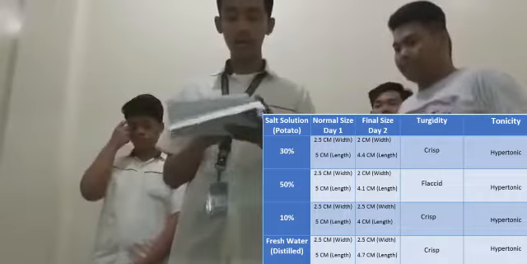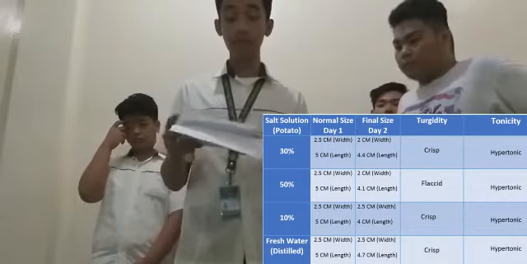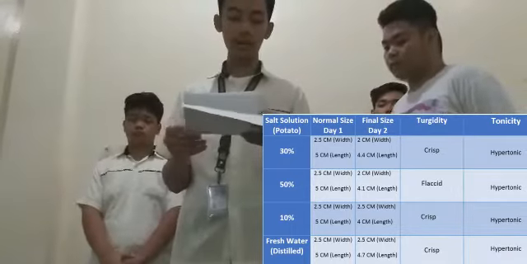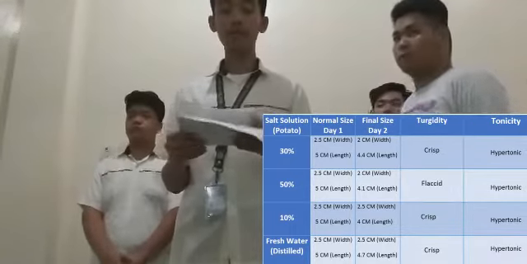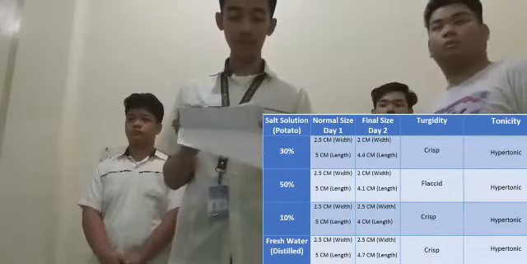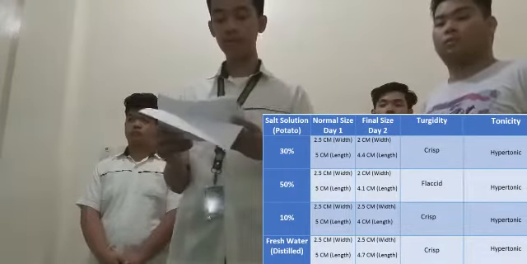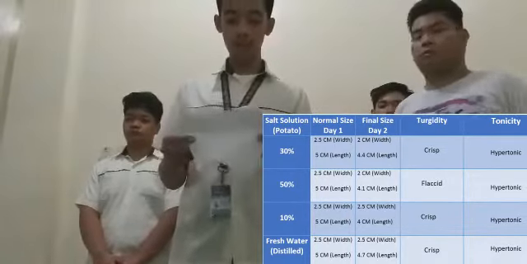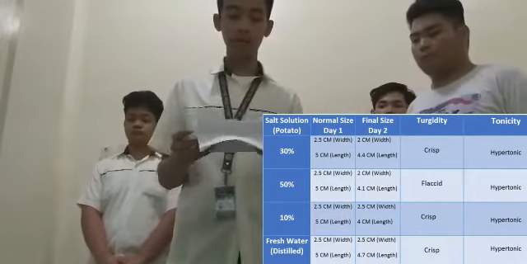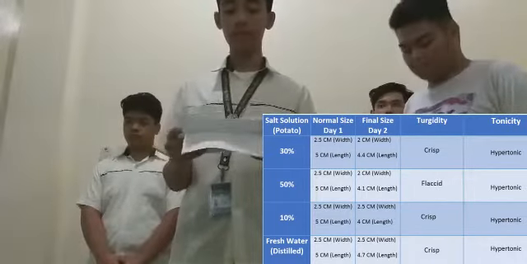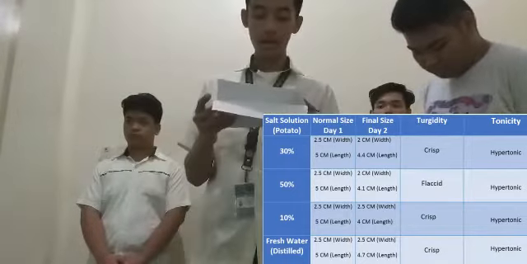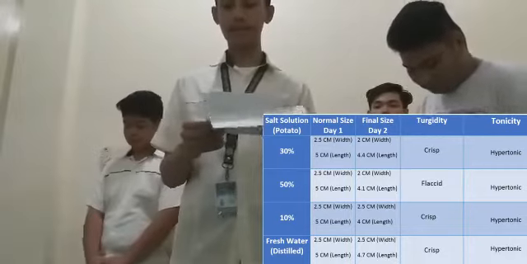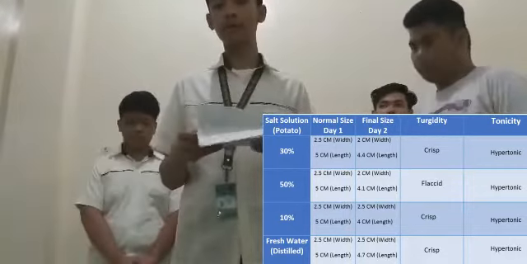I discussed the observation of potato in 50% salt solution. On initial day 1, the width of the potato is 2.5 centimeters and the length is 5 centimeters. The final measurement on day 2 is 4.9 centimeters in length and 2.2 centimeters in width. The turgidity is flaccid. Tonicity is hypertonic.